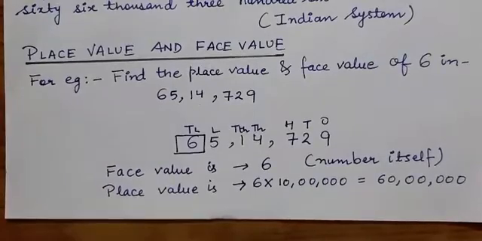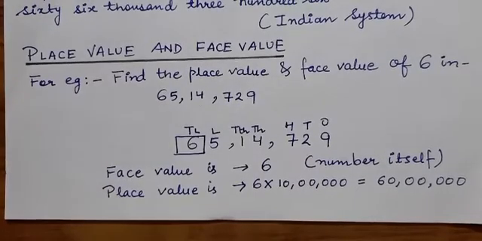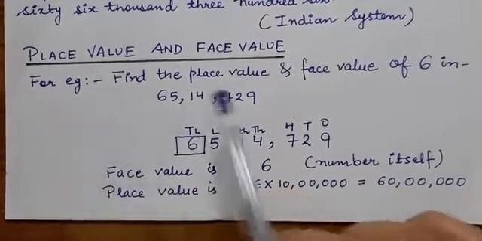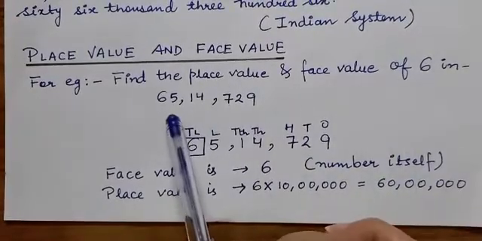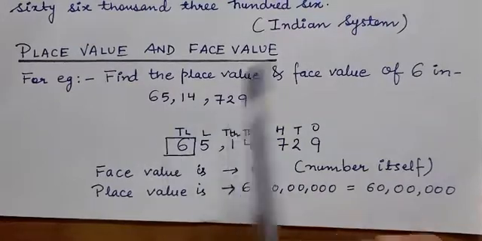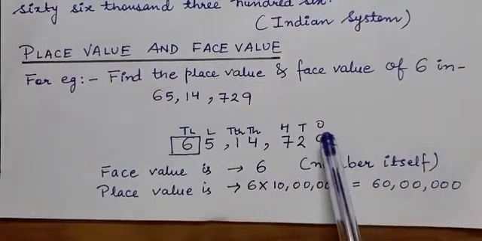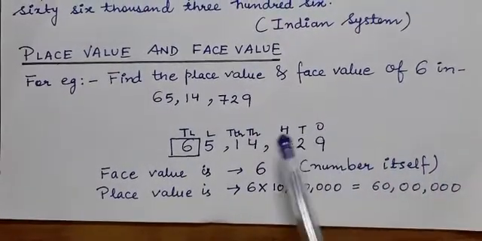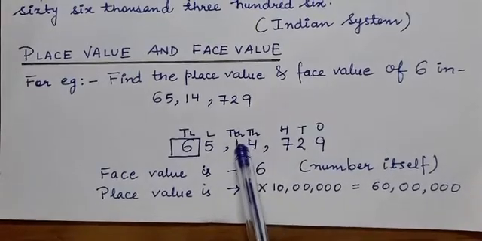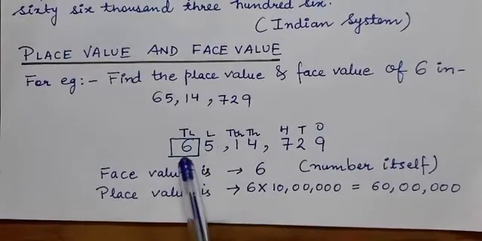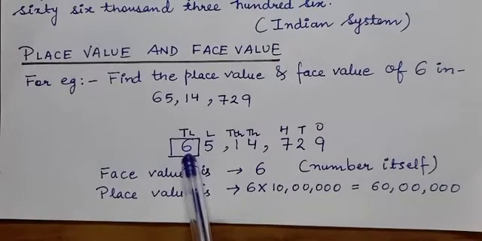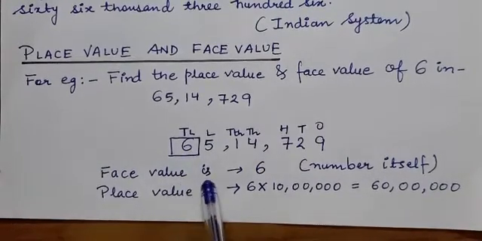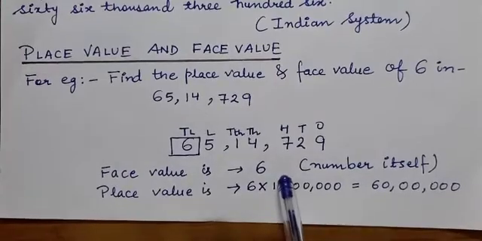The last topic for today is place value and face value. I have taken an example over here. We need to find the place value and the face value of 6 in this number. I have written the places over here: ones, tens, hundreds, thousand, 10,000, lakh, 10 lakh. So 6 is coming at the place of 10 lakh, that is in the lakhs period. The face value of 6, or any number, is the number itself.